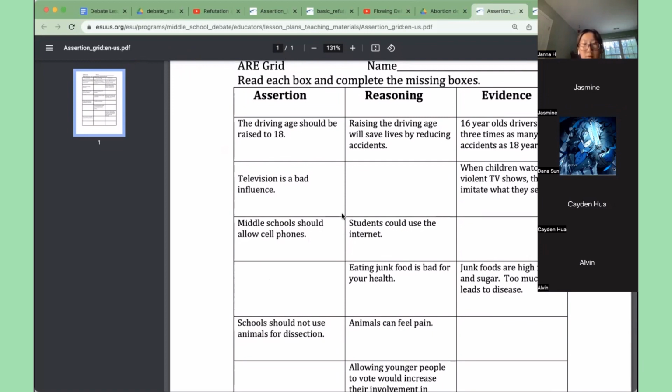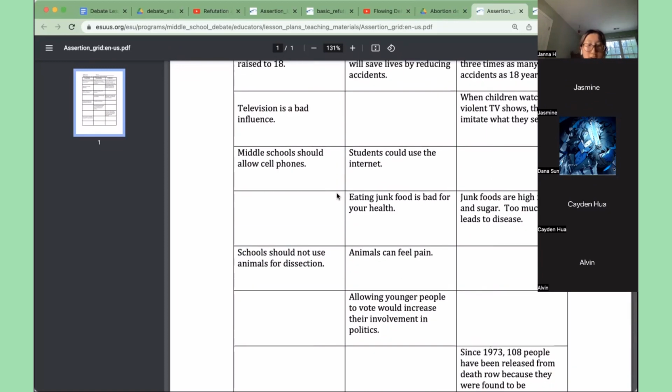Yeah, so both of these could be possible claims. From reading the reasoning and evidence, you basically get the idea that they're painting junk food in a negative light. So both answers in the chat could work. Okay.